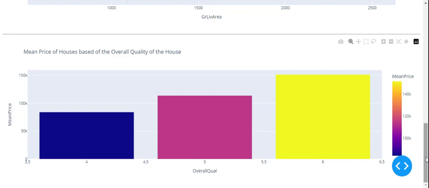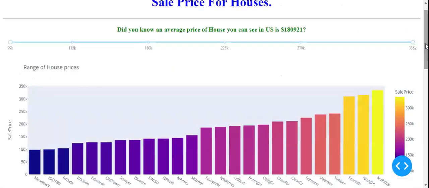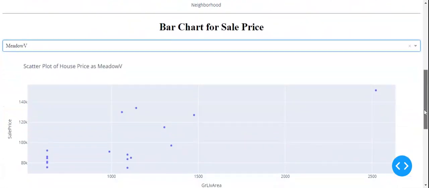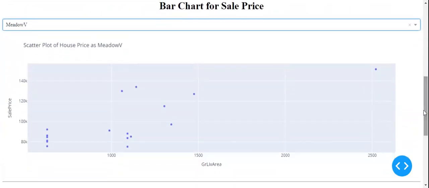The neighborhood where the house is located is also a major determinant of the price of a house in the US. And finally, the ground live area, the living area, is also a major factor that determines the price of a house in the US.